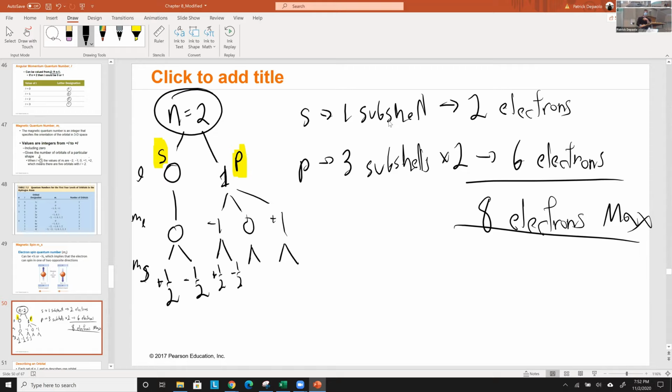Because of this, we can break it down by quantum number. The L number tells us if it's S or P or D or F. The ML tells you how many subshells there are, the possibilities of their subshells. And then the MS tells you spin up or spin down, basically 2 electrons per subshell.